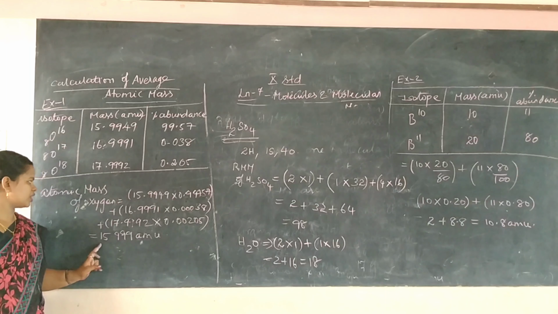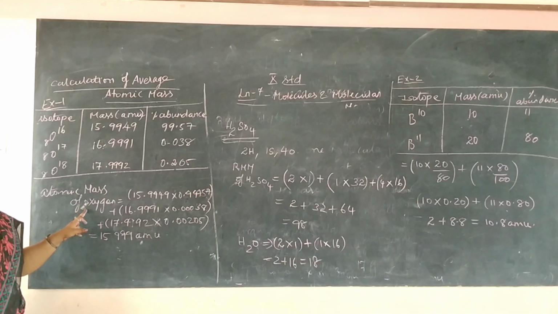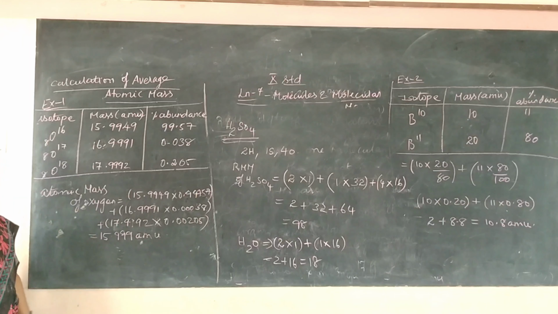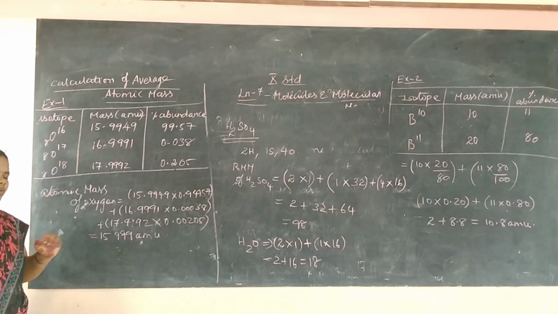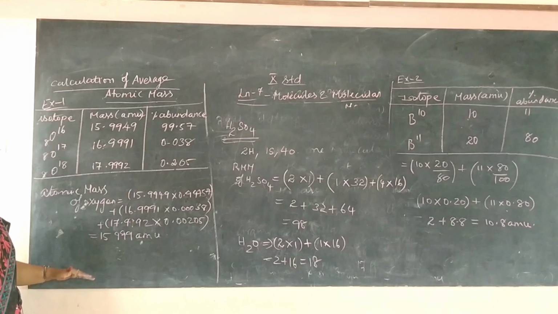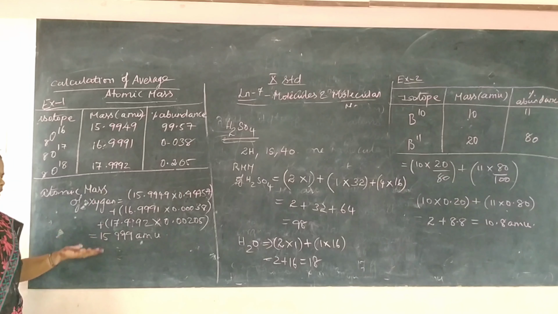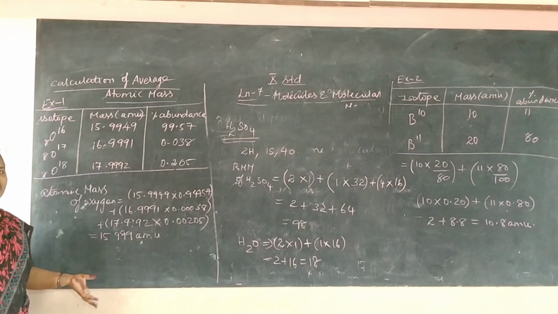So this is the average atomic mass of what? Oxygen. When you round off, you will get 16. And here the average atomic mass in the periodic table is not a whole number. When you see the periodic table, the average atomic mass given need not be a whole number, but they give it like 12.1 or something.